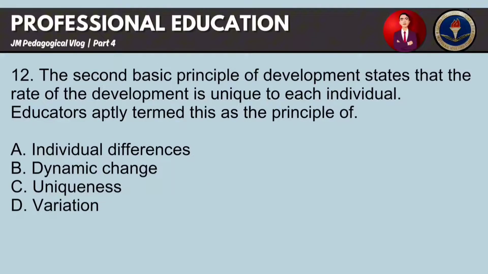The second basic principle of development states that the rate of the development is unique to each individual. Educators aptly termed this as the principle of A. Individual differences. B. Dynamic change. C. Uniqueness. D. Variation.